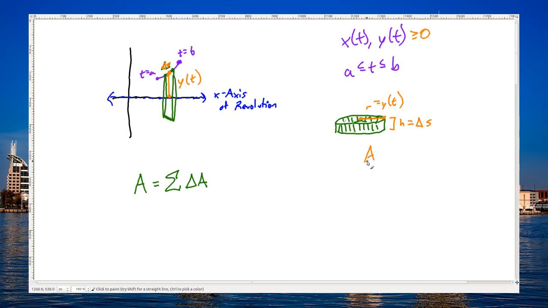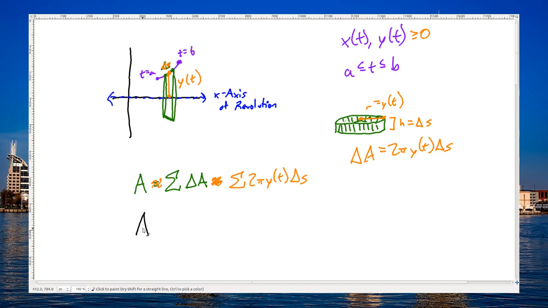So the piece of the area, the delta A, would be 2 pi radius times the height. And that gets me, for each of these little pieces, 2 pi y of t delta s for the height. Okay, so I said it was equal, but that's a lie because this is just an approximation. So I should have just made that an approximation. To make this precise, we need to turn this into an integral. We limit these delta A's and these delta s's to be as small as possible, infinitely small. All right, and so what do we get when we do that?